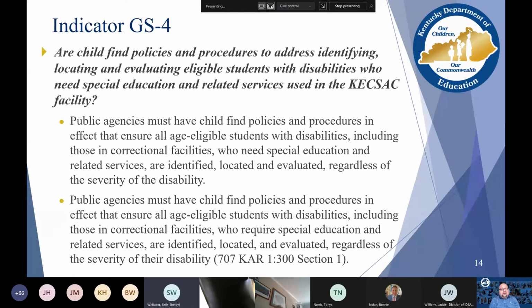doesn't mean we don't keep evaluating them and looking to see, can they qualify or should they qualify for specially designed instruction. Public agencies must have child find policies and procedures that ensure all age-eligible students, including those in correctional facilities who require special education-related services, are evaluated regardless of the severity of their disability, and that is Kentucky Administrative Regulation PSAID. So again, not just a federal regulation, also a mirrored state regulation.